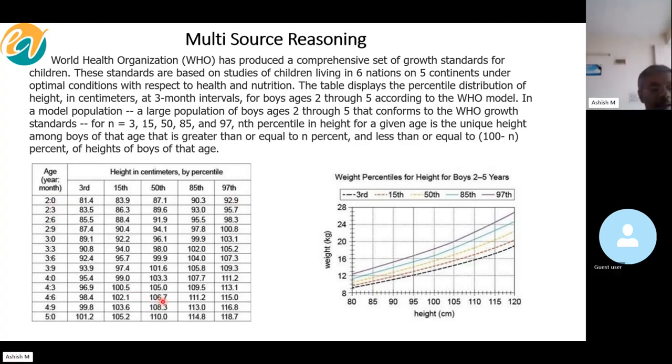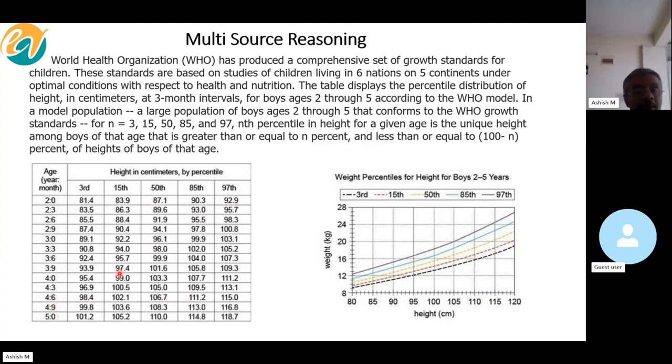Similarly, let's take one more for clarity. Let's take this one. What does it mean? That a child who is 4 years and 6 months, if that child has a height of 111.2 centimeters, it means that he is in the 85th percentile. What does 85th percentile mean? Only 15% of children have a height of more than 111.2 centimeters for this age.